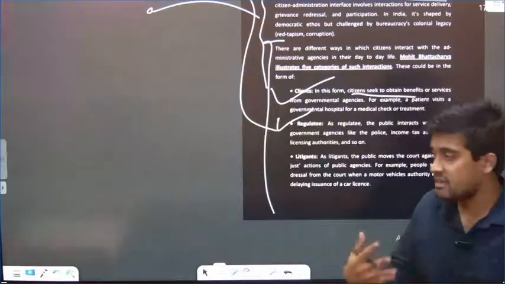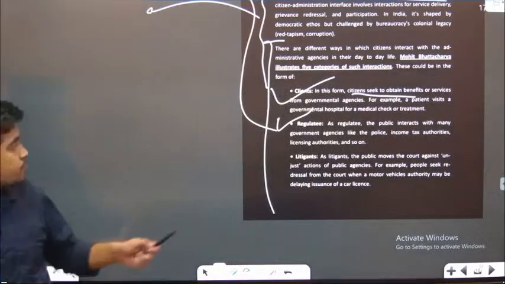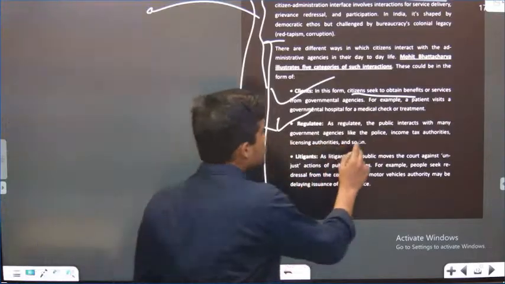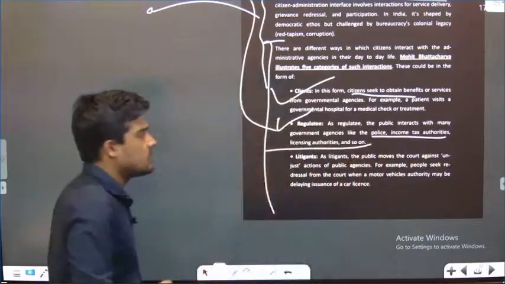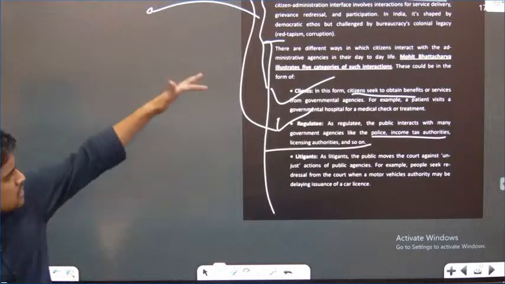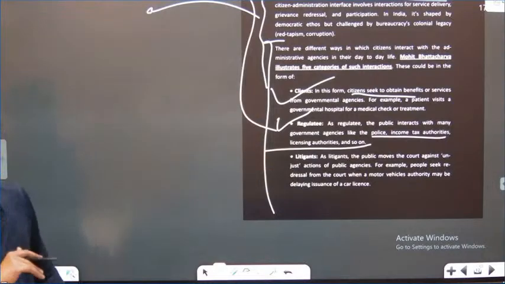Whatever they are doing, they are carrying out a business, and the government is a facilitator in the regulatory role. As regulatee, the public interacts with many government agencies like the police, income tax authority, licensing authorities, and so on. Basically, start using the language and points that Mohit Bhattacharya used. This will fetch you more marks.